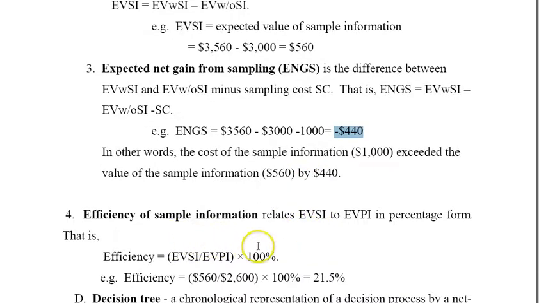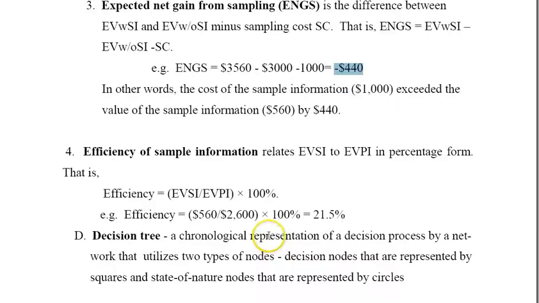How efficient is the sample information? Our hope was that this sample information could get us a significant portion of what the crystal ball would get us, which is 2,600, but it only got us 560. So that's called the efficiency of the sample information, multiplied by 100, and that's 21.5% efficiency, right?